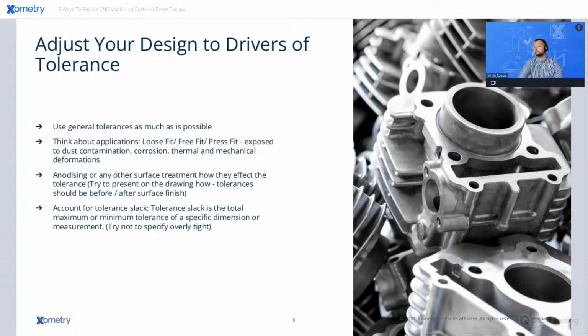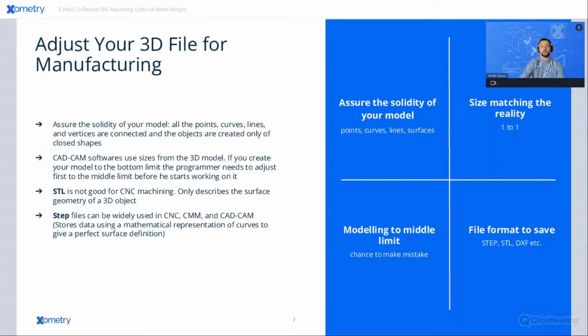So obviously we're done with the drawing side as well. We've done the holding, the model, the tools, so what's left is how you present your final model, to make fewer mistakes as a production engineer. So adjust your 3D file for manufacturing. First thing I like to say: ensure the solidity of your model.